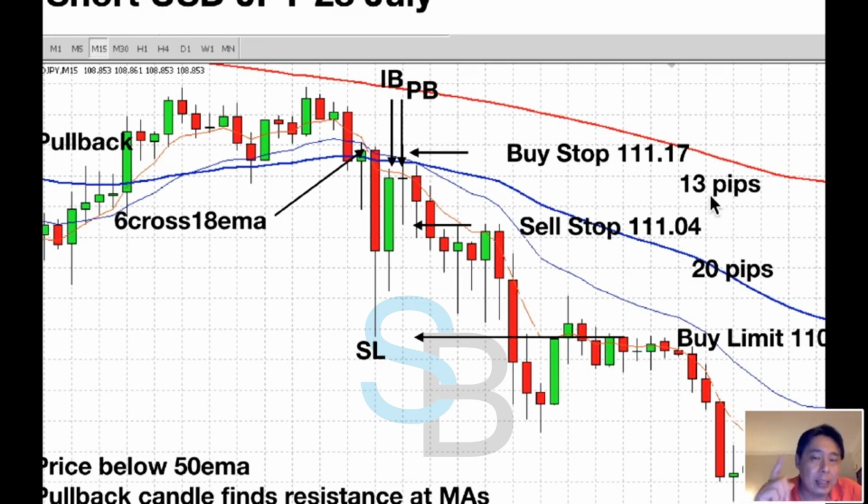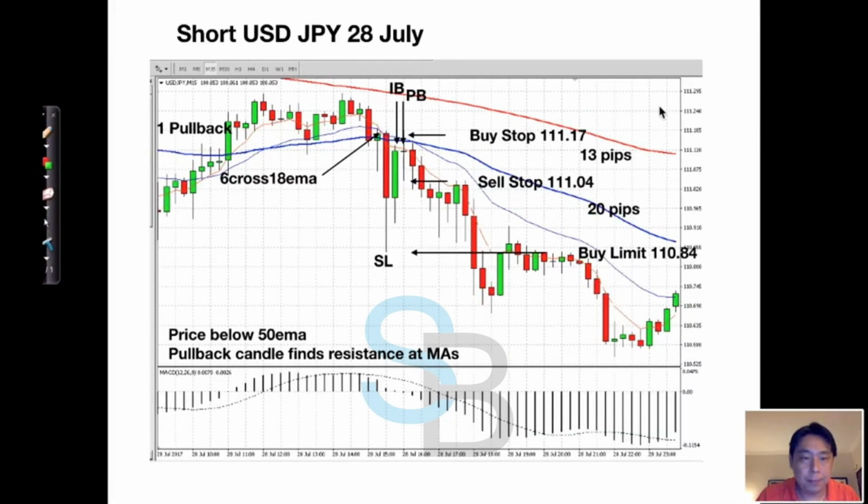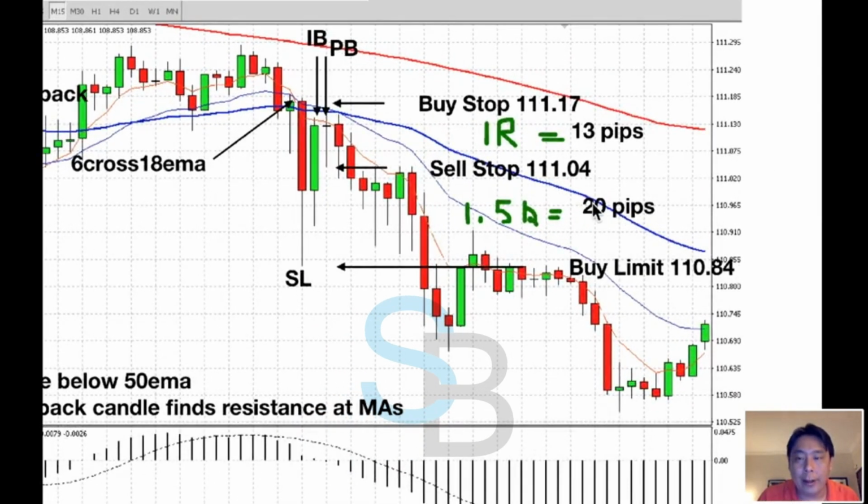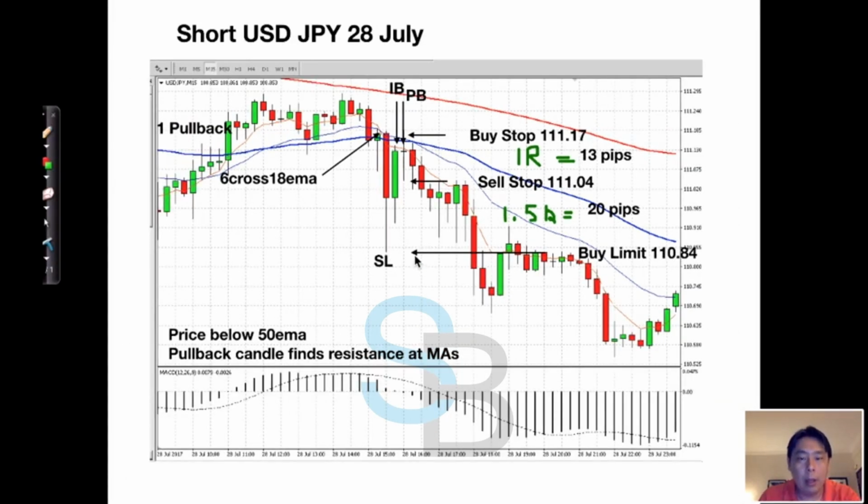As long as it's at least 8 pips. Okay? So our 1R risk per trade is 13 pips distance. So 1.5R would be 13 times 1.5, rounded to the nearest highest factor, which is 20 pips. So you take 11104 minus 20, you get 11084. So that's our profit target, our buy limit order.